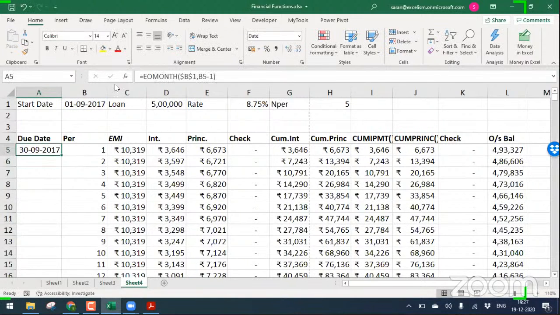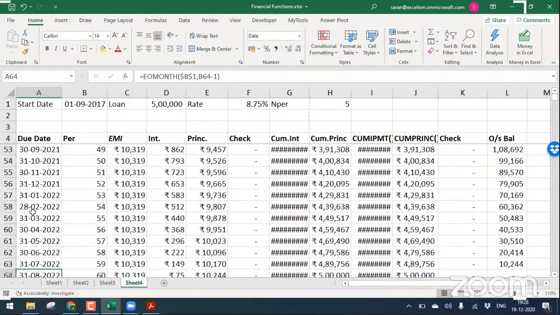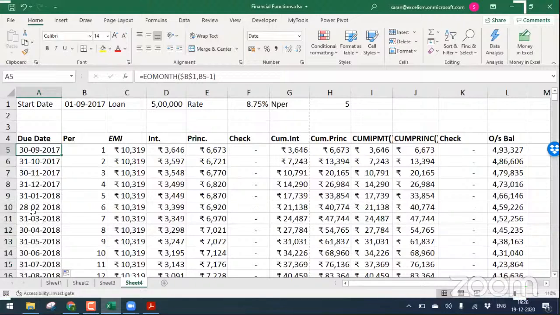So what I'm going to do, I'll put number of months minus 1. So end of this month. If I copy and paste, after 1 month, end of the month. After 2 months, end of the month. After 3 months, end of the month, and so on. Check it out. Wow. Any question? Anyone? Please let me know.